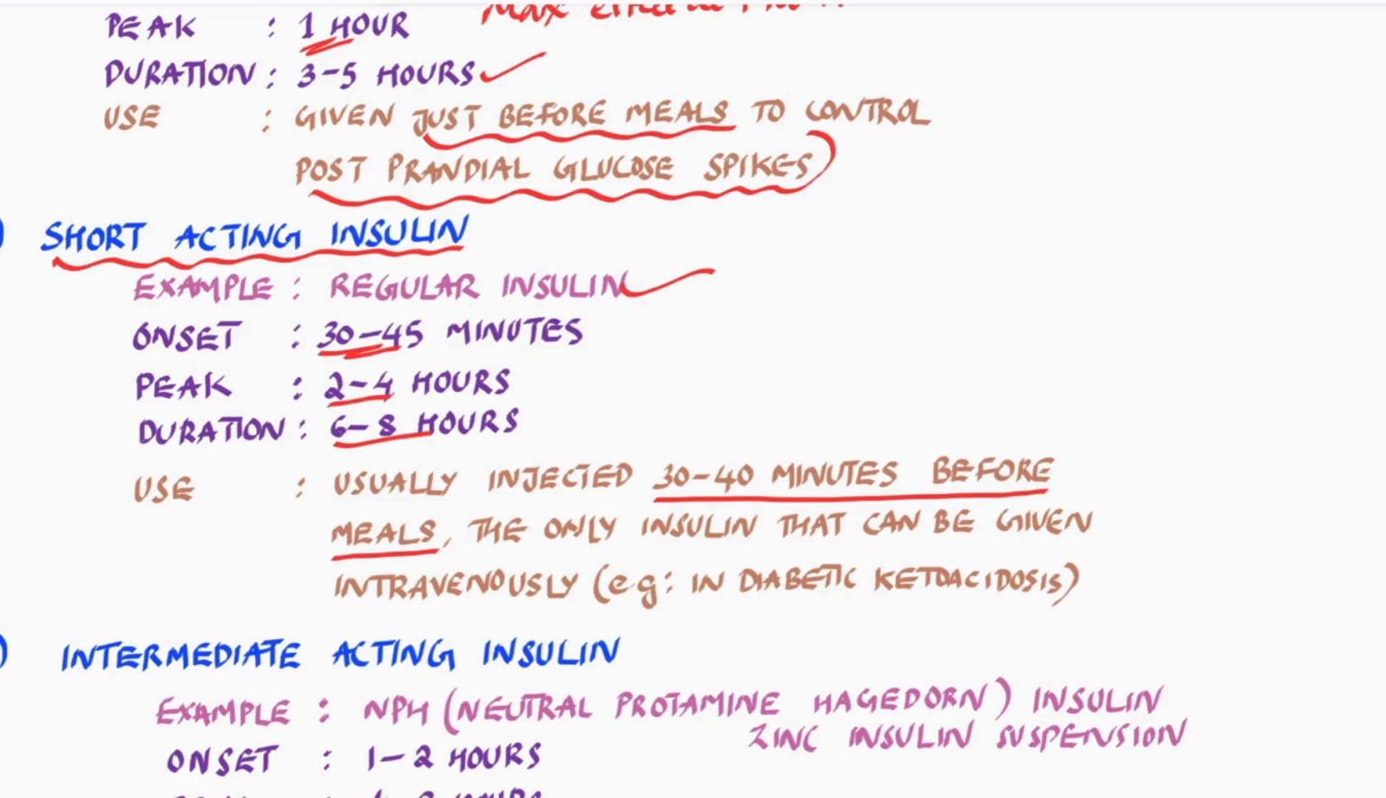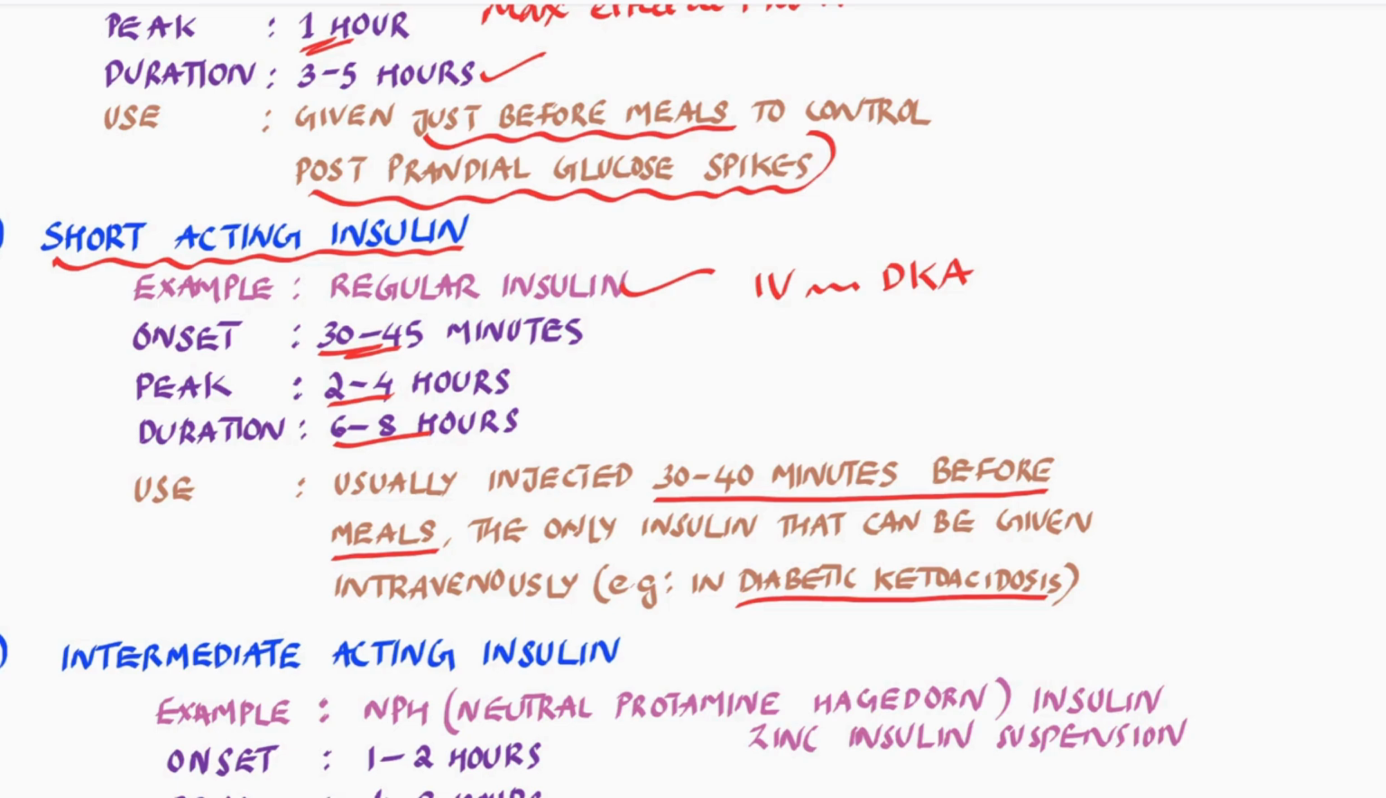And one more peculiarity about regular insulin is that it is the only insulin that can be given intravenously. So, why is insulin given intravenously? Insulin is given IV in emergencies like diabetic ketoacidosis or DKA. But why is insulin given intravenously in DKA?